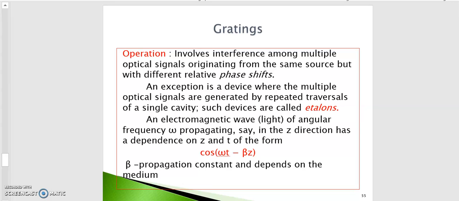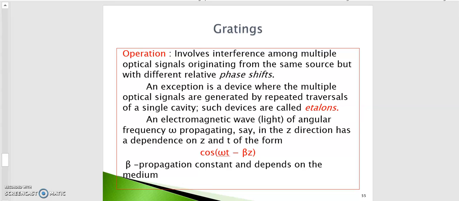Welcome to all. Today we are going to see about the gratings. So first, let us see how the gratings work. This grating involves the interference among multiple signals originating from the same source. That is, we'll be having a single source. From that source, different optical signals can come out, but they can have different relative phase shifts.